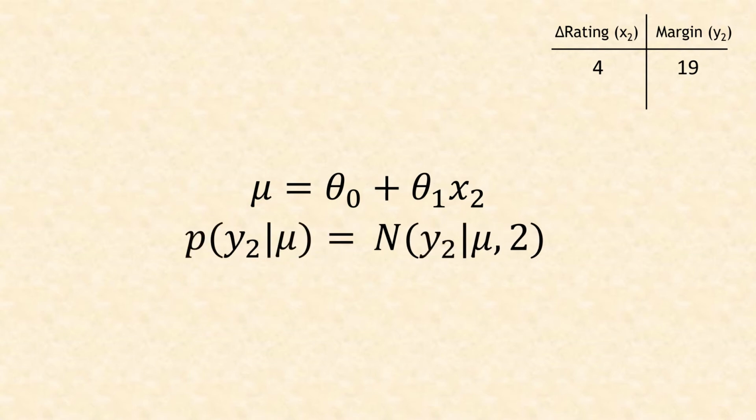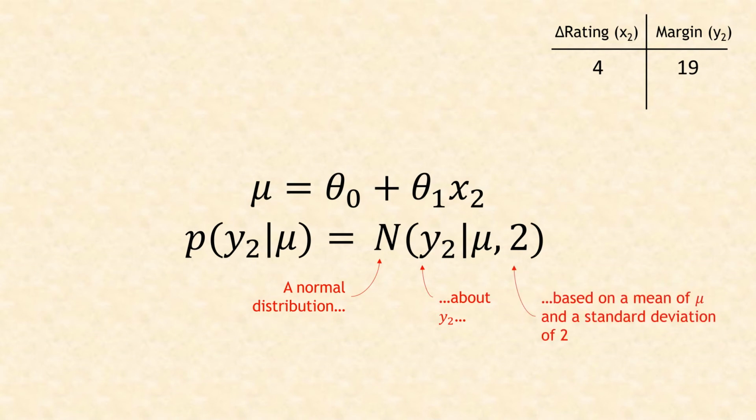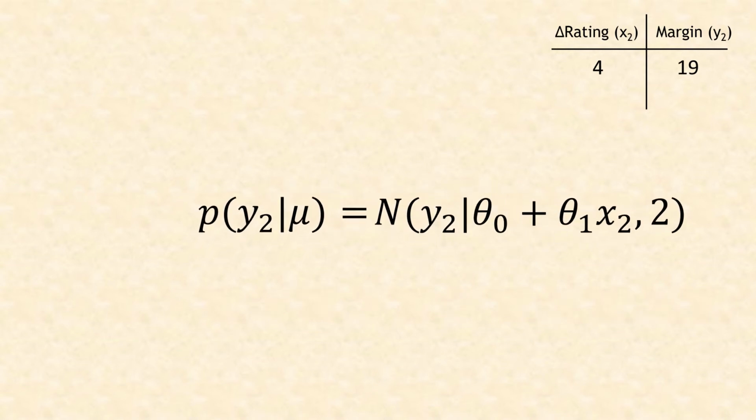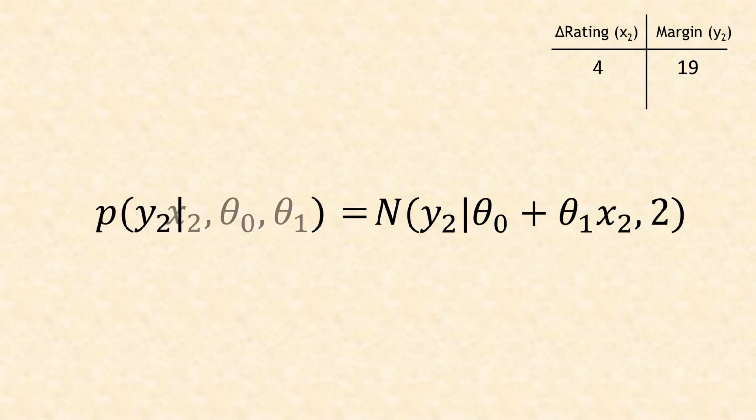We can now say that the probability distribution of y2, given the parameter mu, is a normal distribution with a mean of mu and a standard deviation of 2. We can be even more explicit and substitute mu with our equation for mu as a function of x, θ0, and θ1. Finally, on the left-hand side, we can simply replace mu with a list of x, θ0, and θ1, since mu is a function of those things.